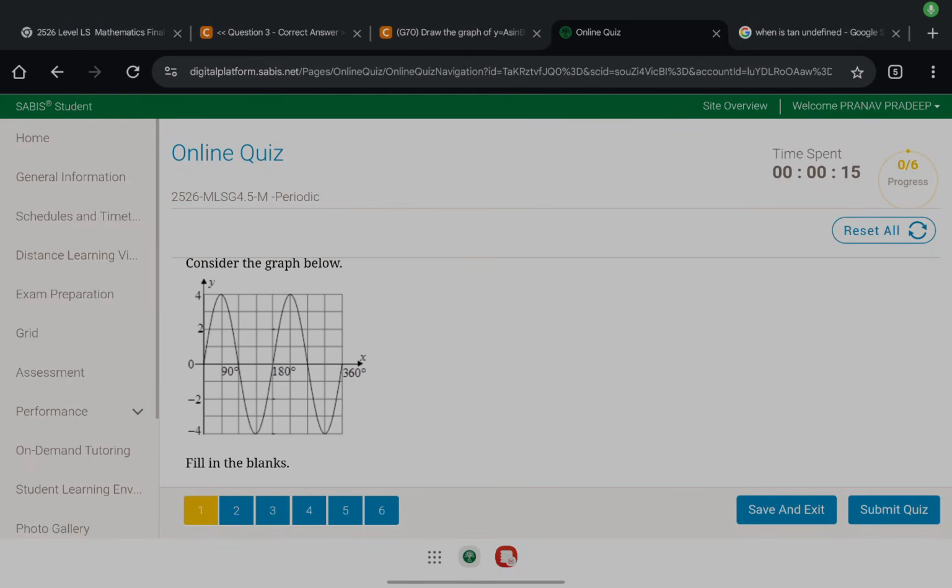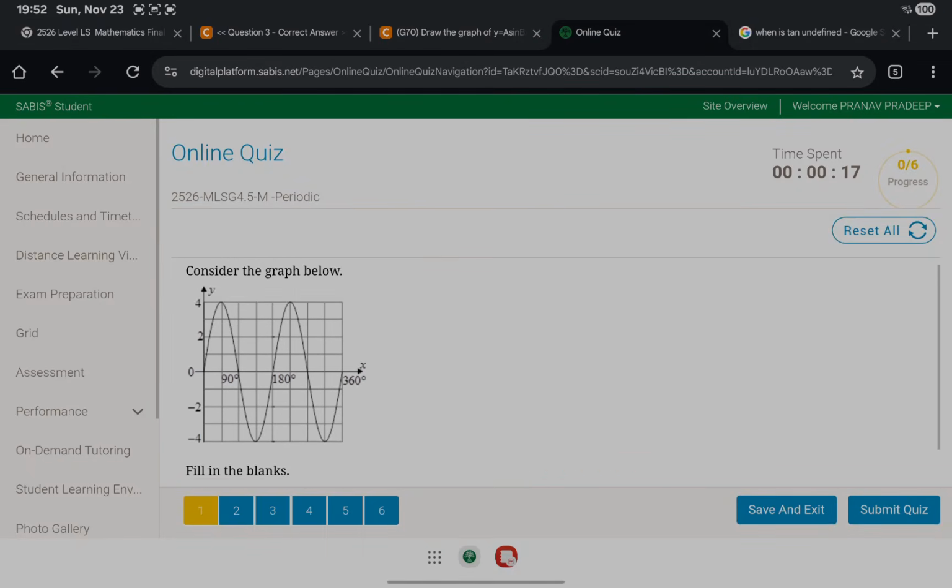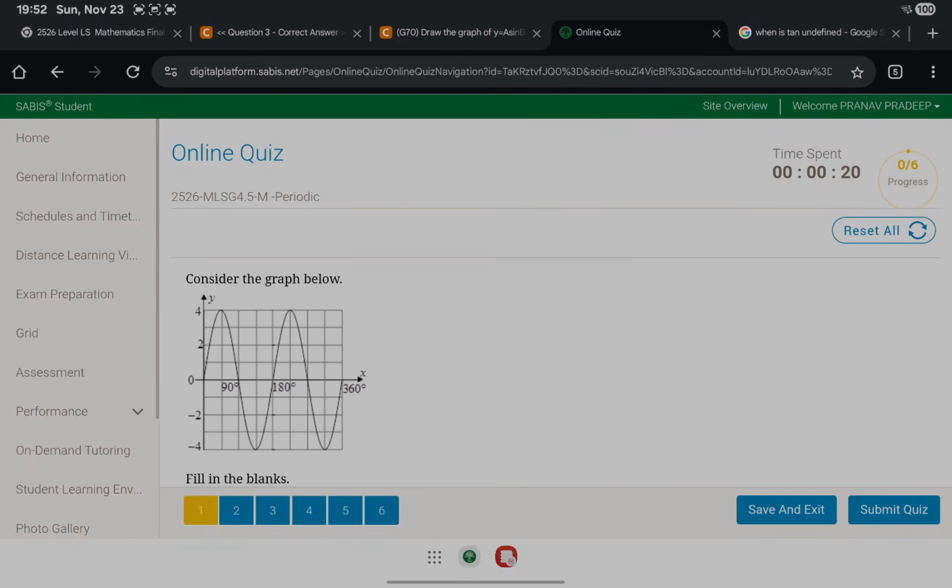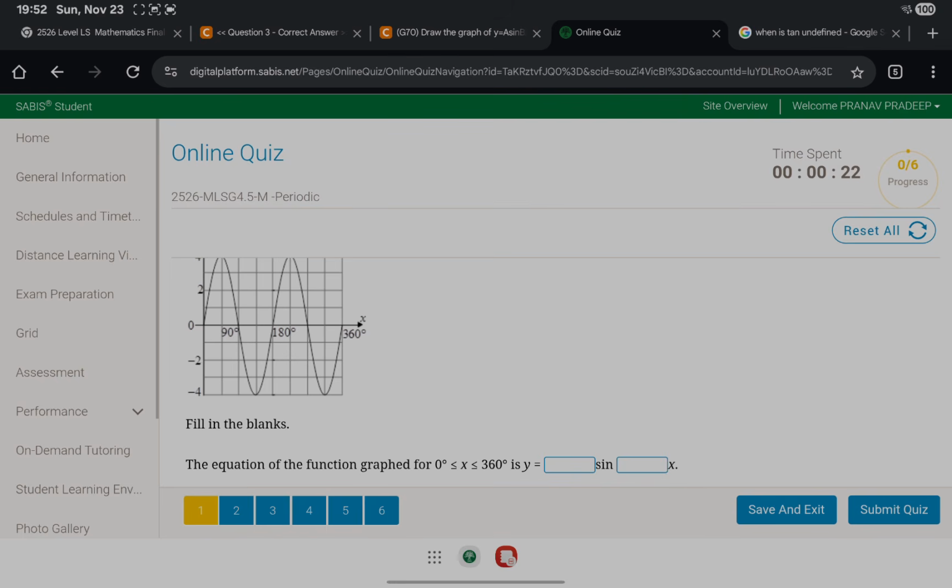Do 4.5 quickly. Okay, first question, they gave us a graph and the equation of the function graph for 0, x greater than 0 but less than 360. So we know that from this, the period of occurrence is every 180 degrees. Now we need to find what you have to multiply.